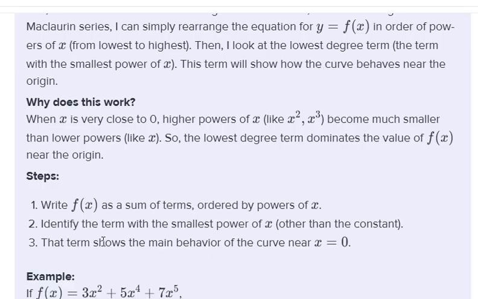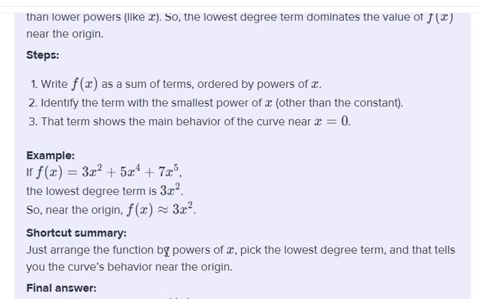Now, can we verify this directly? Suppose f of x is equal to 3x square plus 5x raised to 4 plus 7x raised to 5. The lowest degree term is 3x square. Therefore, near the origin, the function f of x acts as 3x square. The same thing can be obtained by the Maclaurin series.